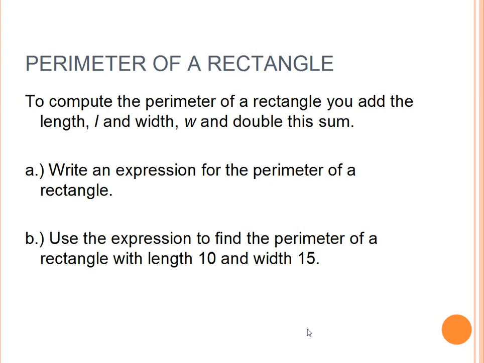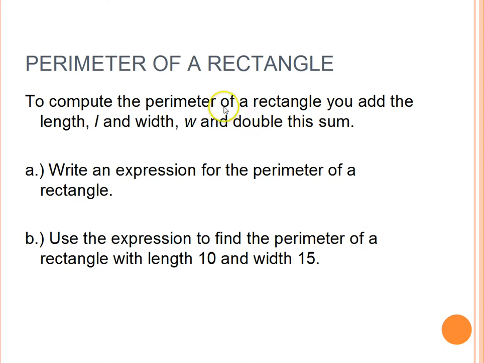So you're going to have to find some keywords in there. Then you're going to first write the expression for the perimeter of a rectangle. I challenge you to write more than one. And for part B, you're going to use the expression to find the perimeter of a rectangle with length 10 and width 15. So you're going to work on that independently, and then we'll check the solution.